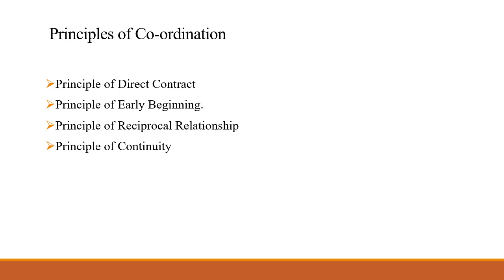Next is the principle of early beginning. Coordination can be achieved easily during the early stages of planning and policy making. It becomes difficult to secure coordination at the execution stage. Principle of reciprocal relationship.